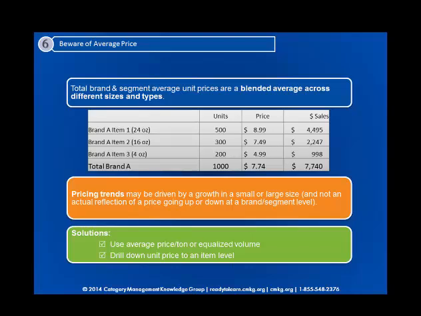And if you only have access to an average unit price, what you need to do is make sure that you're drilling down to unit price at an item level to really understand true pricing trends, so that you know if you've actually got inflation or deflation within a category or what's actually happening to drive price trends. So again, if you're seeing just an average price at a brand or segment level, don't trust that it's increasing or decreasing, a general conclusion, without digging into it a little bit more.